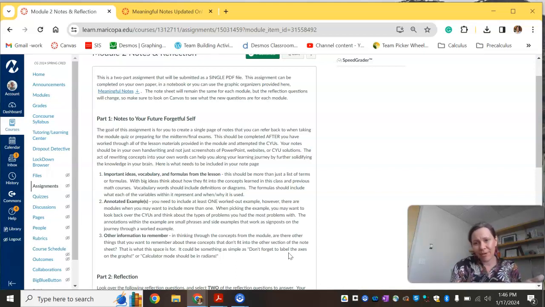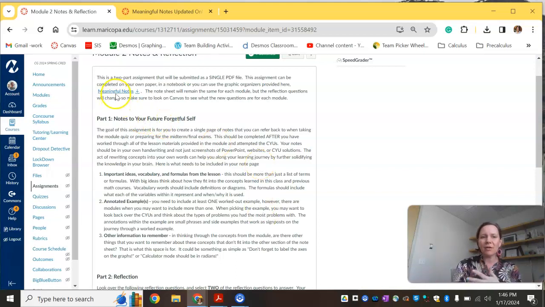So with these notes, you have a choice. You can use your own notebook paper. I'm fine with that. The key is these notes need to be handwritten, not screenshots from my presentations. There is research that shows the actual act of writing down stuff helps you remember it.